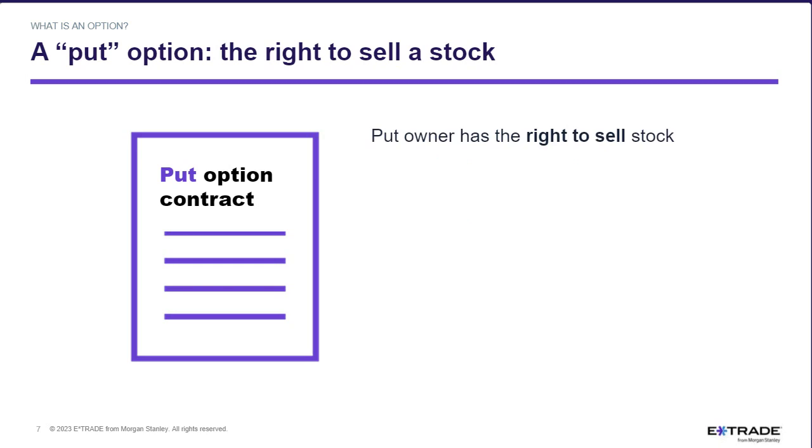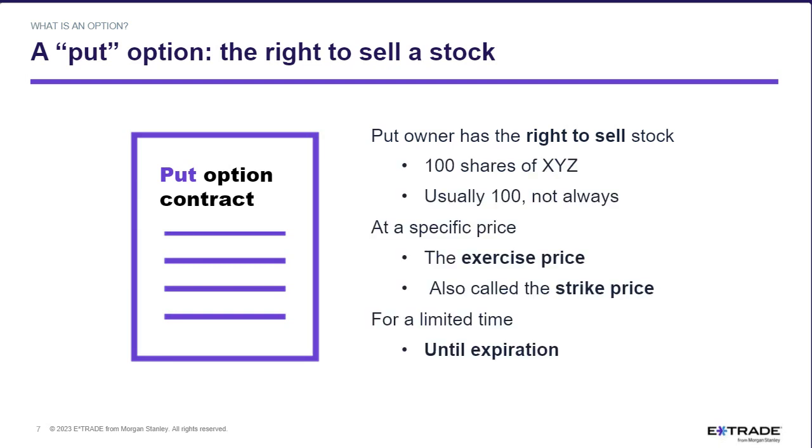So the put owner has the right to sell shares of stock, and it's specified in the same way: 100 shares of the stock symbol at the exercise or strike price up until expiration. Now, a put option doesn't operate like a coupon. I'll just give you this analogy. A put option is easier to understand if you think about the way an insurance policy works.